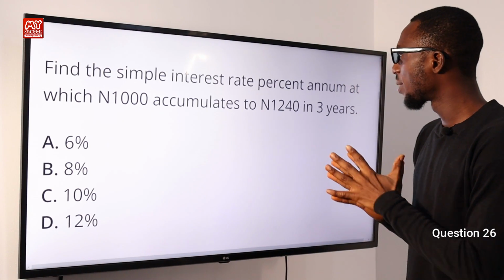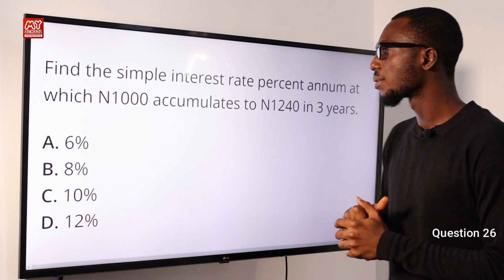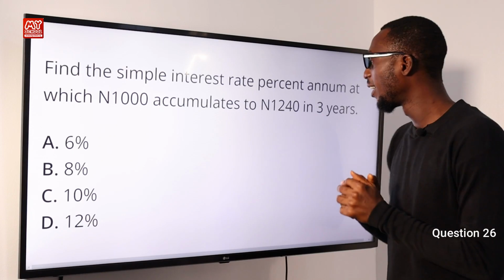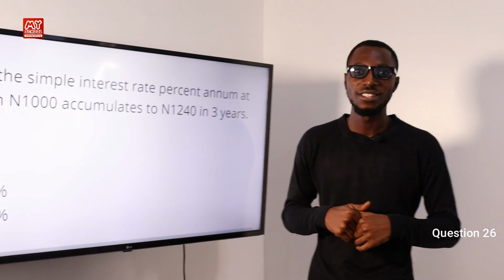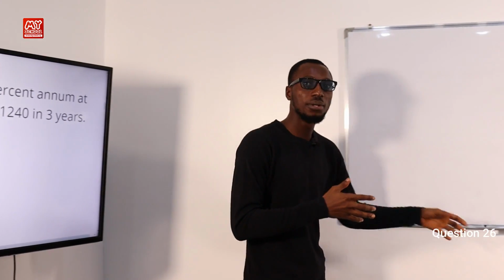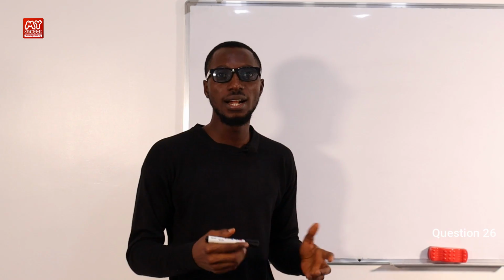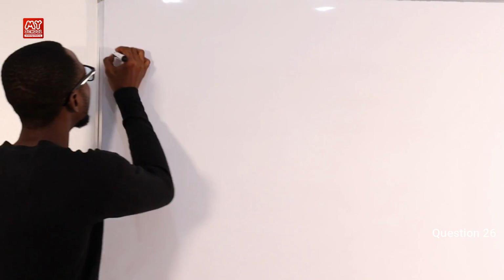Find the simple interest rate percent per annum at which 1,000 naira accumulates to 1,240 naira in 3 years. This is a question on simple interest. So we have been shown how 1,000 naira became 1,240 naira. So we can see that the interest on it is 240 naira.